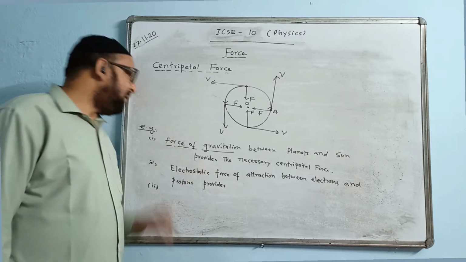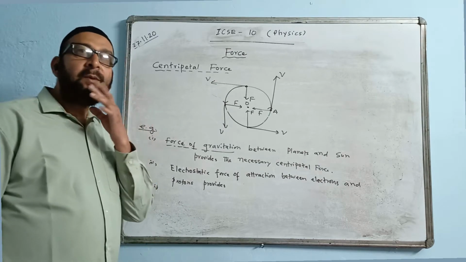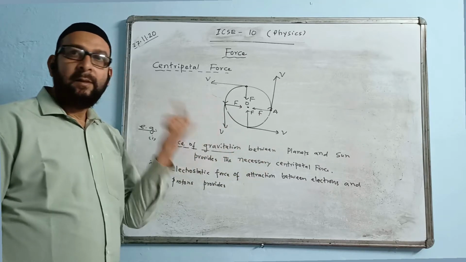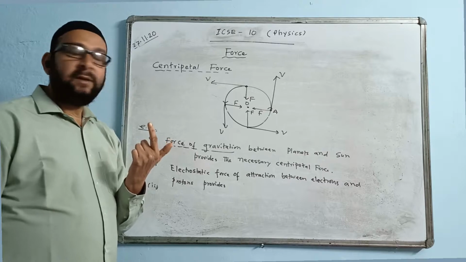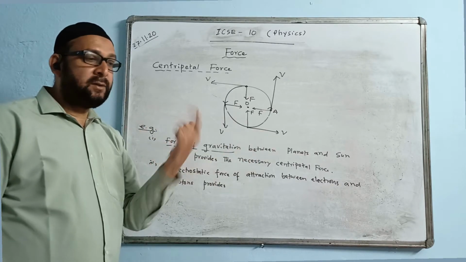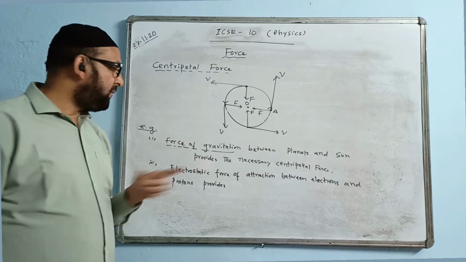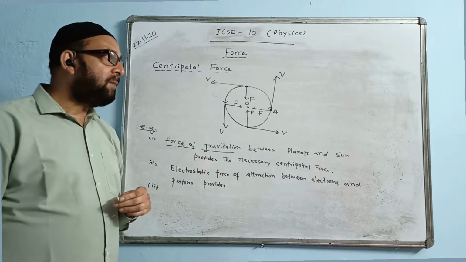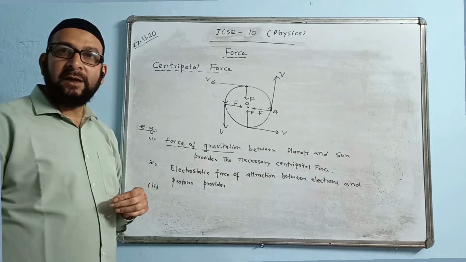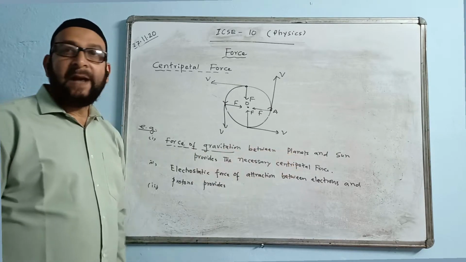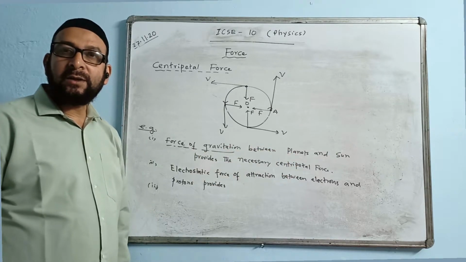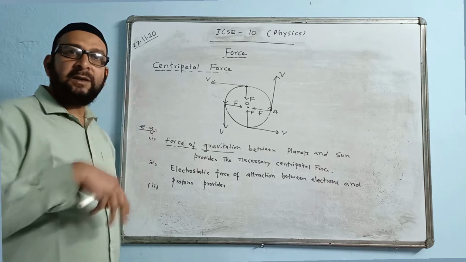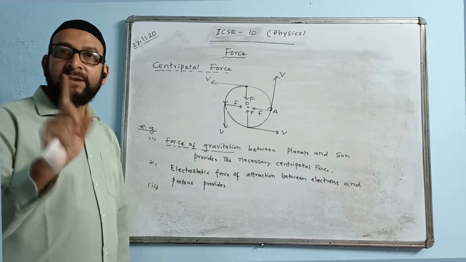Please try to understand what we have written. We know the example of uniform circular motion is the planets revolving around the sun. What gives the centripetal force for the planets to keep revolving around the sun? We say the force of gravitation between the planets and the sun. Your question may come this way: what provides the necessary centripetal force to the planets for revolving around the sun? We have to write the answer: force of gravitation. These are the cases there in your syllabus. They will give one such case.